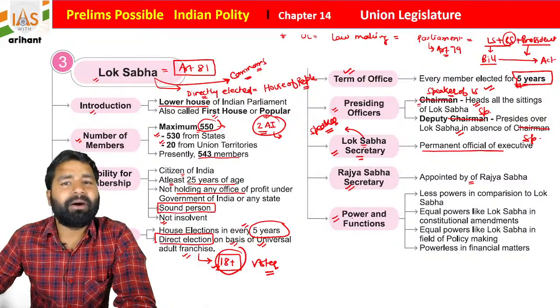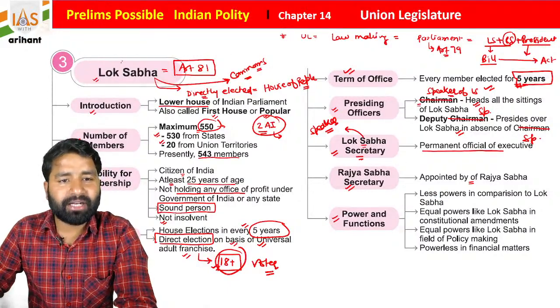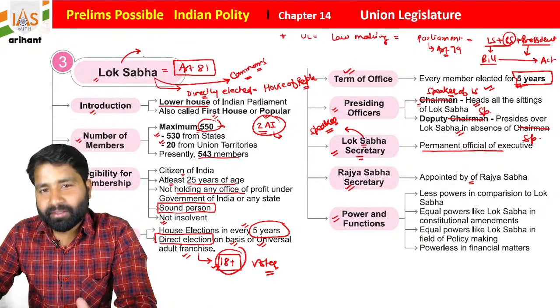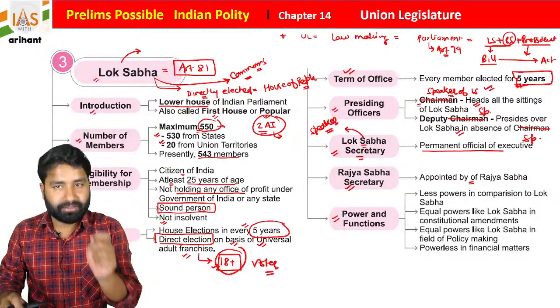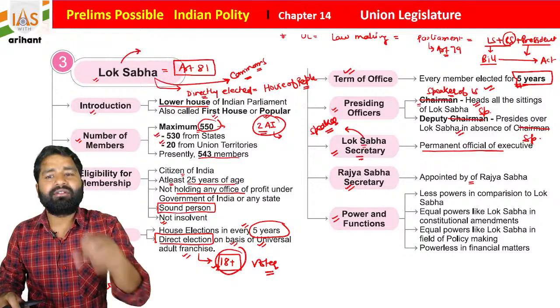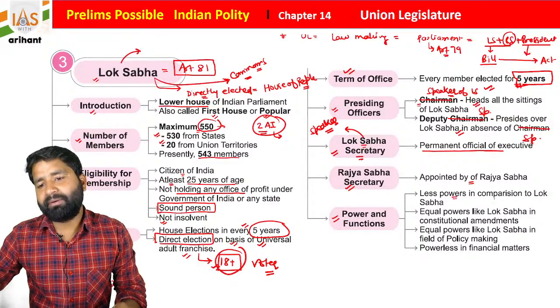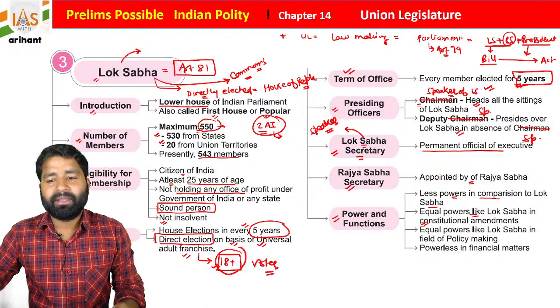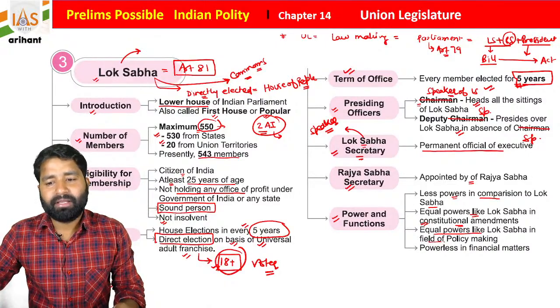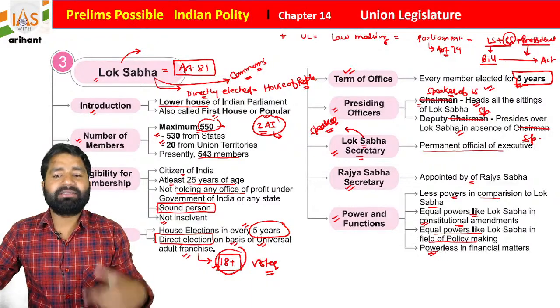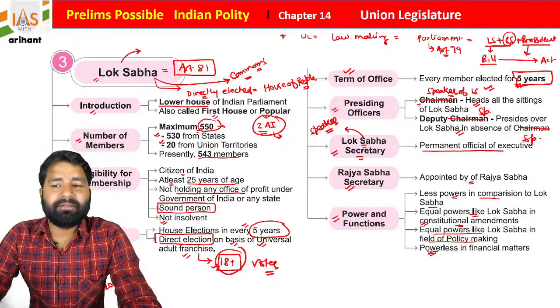What are the powers and functions of the Lok Sabha, students? As it is the house of the people, who give tax, so it is given by the common people. That's why all financial matters, a very important point, lie in the hand of the Lok Sabha. The Rajya Sabha has less power in comparison to Lok Sabha: equal power like Lok Sabha in constitutional amendment, equal power in the field of policy making, but powerless in financial matters. Rajya Sabha is powerless there. So this is very, very important, students, just remember it.